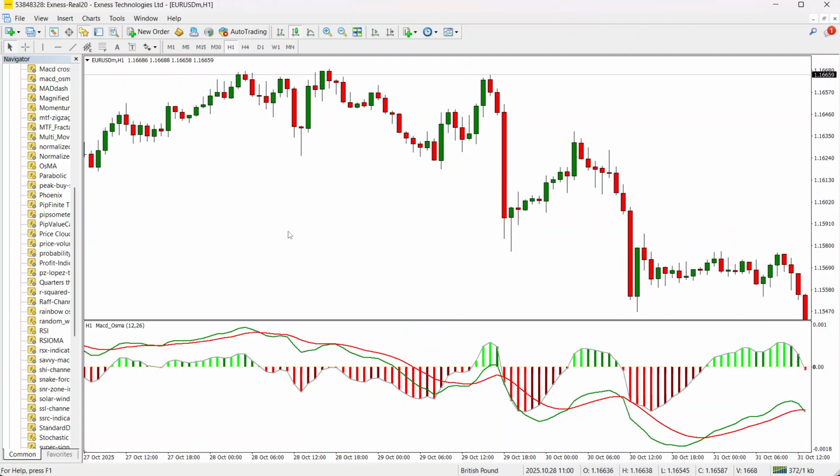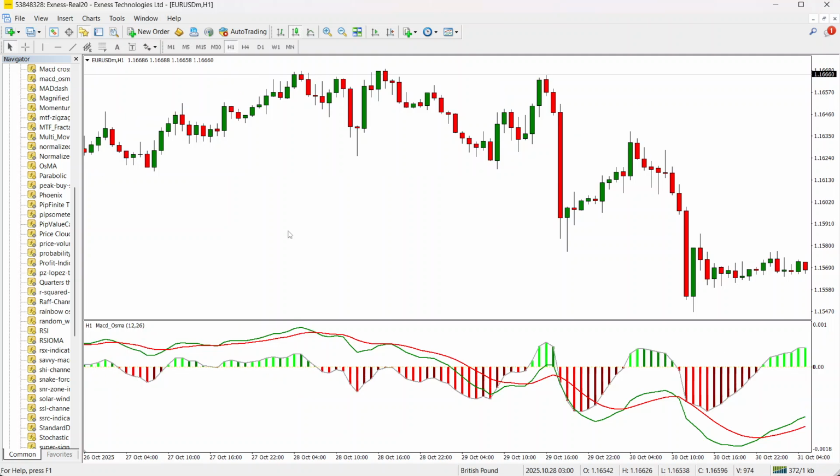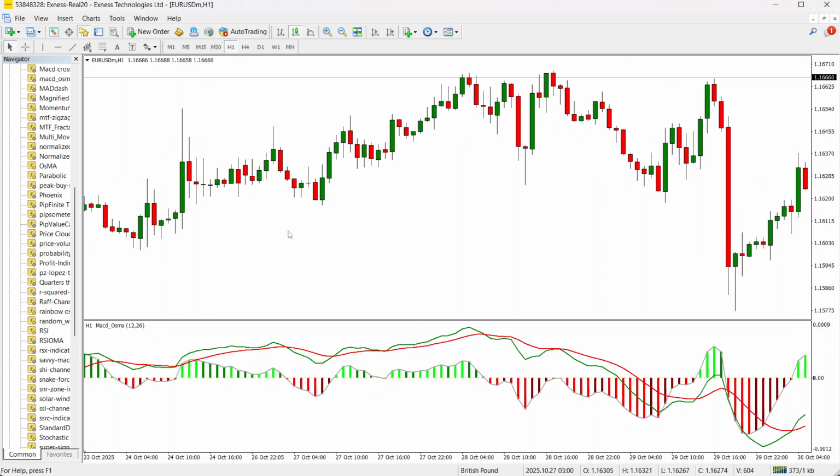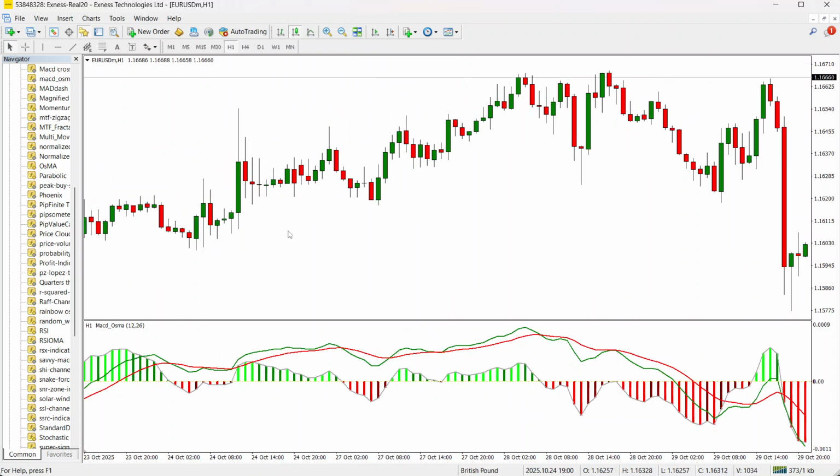This overview from the Forex Geek highlights how combining simple moving average with exponential moving average plus histogram visualization provides comprehensive momentum and trend analysis.